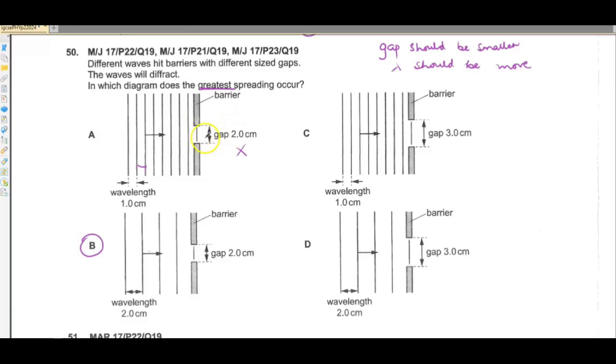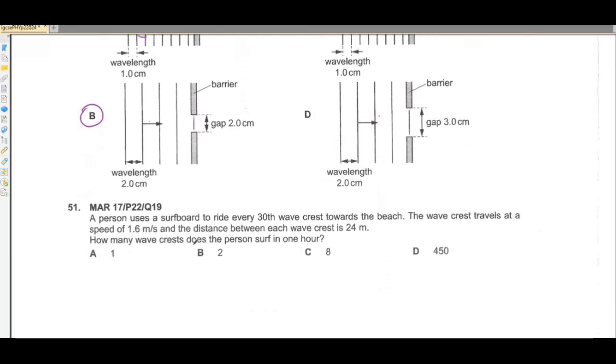More the gap size, lesser the spreading. यहाँ पे भी it's 1 and then it's 2 times more than the wavelength. So more the gap, lesser the spreading. ठीक है? So if you want the spreading to be more, the gap should be smaller. Over here as well, it's 2 centimeters and the gap is almost 3 centimeters. Like almost double that of this. So B is going to be our correct option for that.